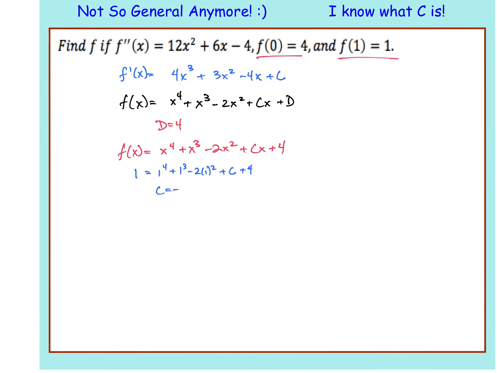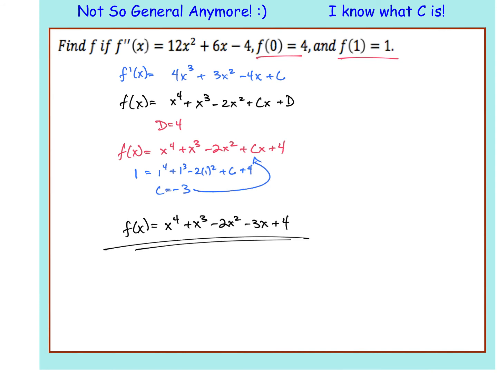So now negative 3. I even said negative 3, didn't I? And so now I'm going to take that and substitute it back in. So now f of x is equal to x to the 4th plus x cubed minus 2x squared minus 3x plus 64. And so that is my particular solution given those two initial conditions. All right, pretty cool? It's not general anymore.